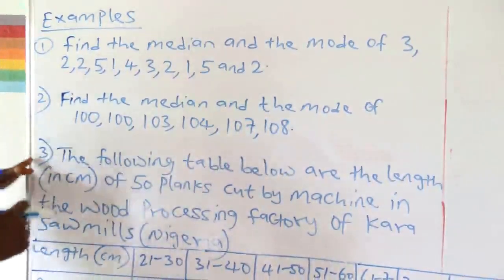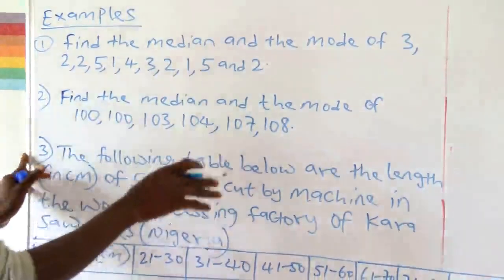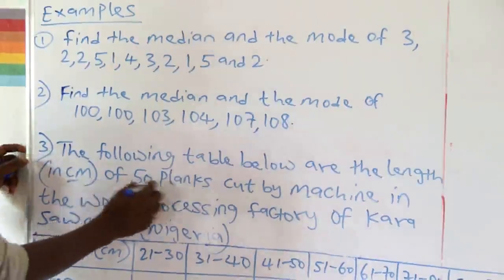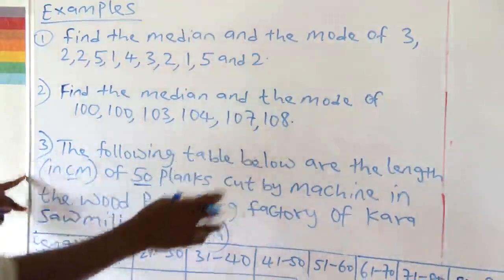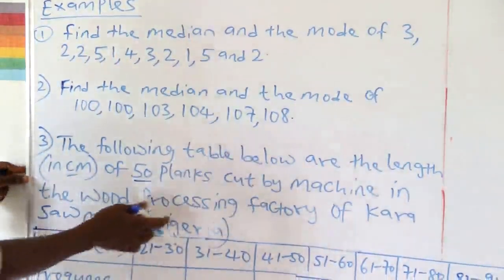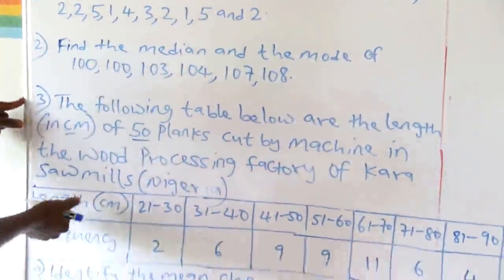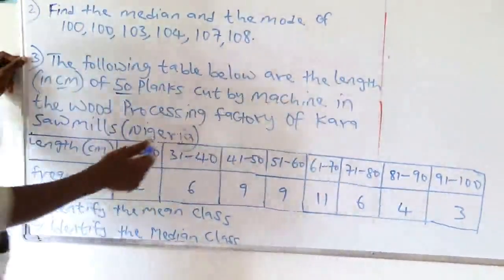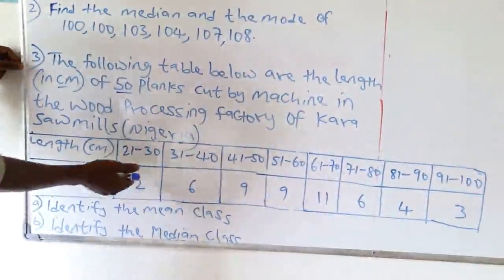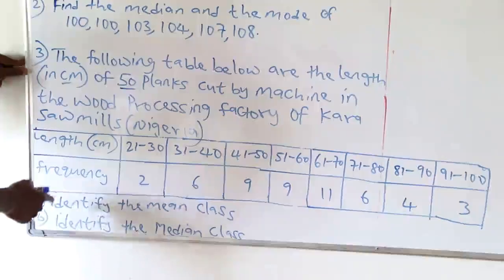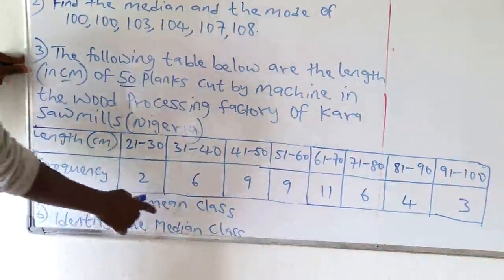Example 3. We are given the following table below, the lengths in centimeters of 50 planks cut by machine in the wood processing factory of Kala Sawmills in Nigeria. So these are our lengths from 21 to 30 up to 91 to 100. These are our frequencies from 2 to 3. Now our question has said, first one, identify the mean class.